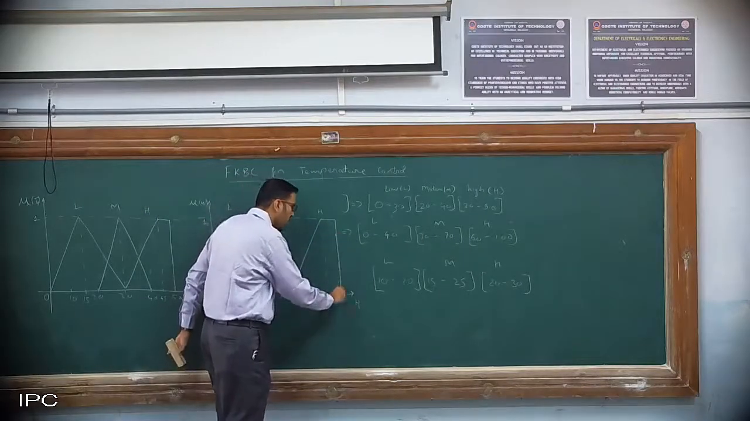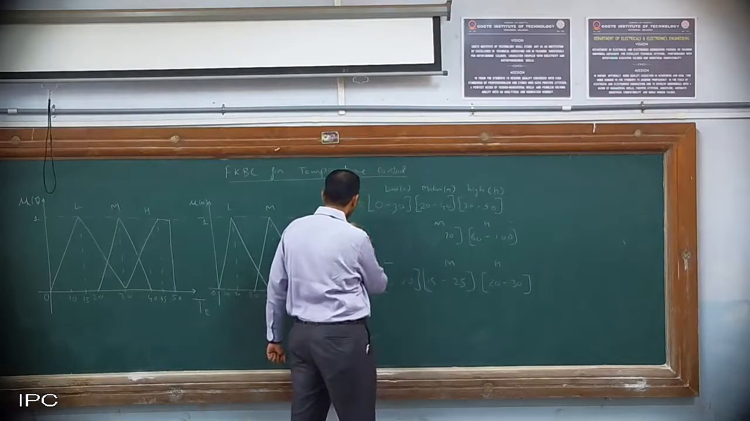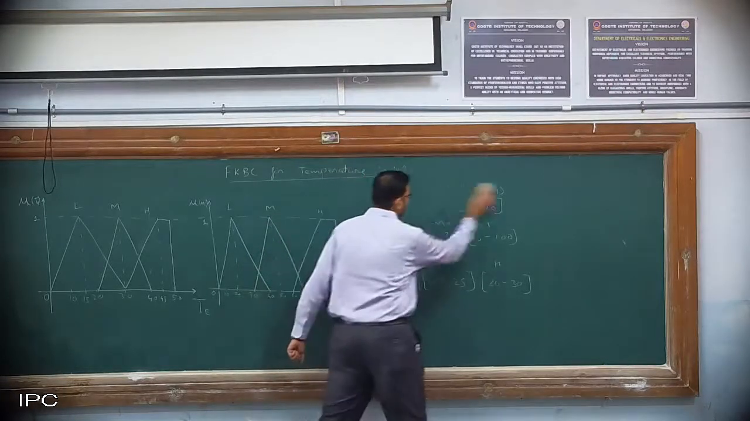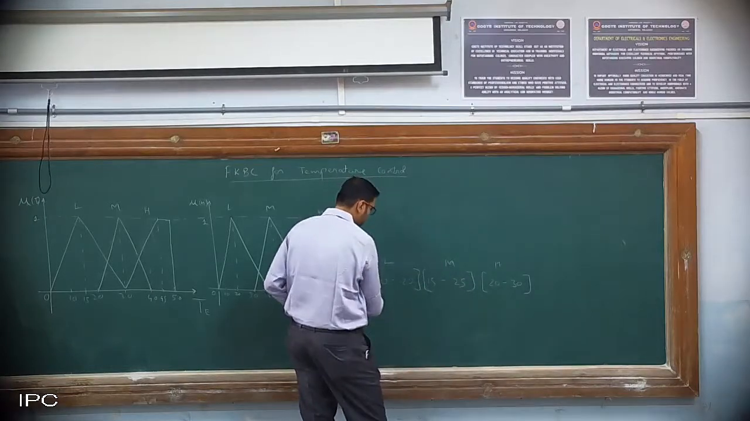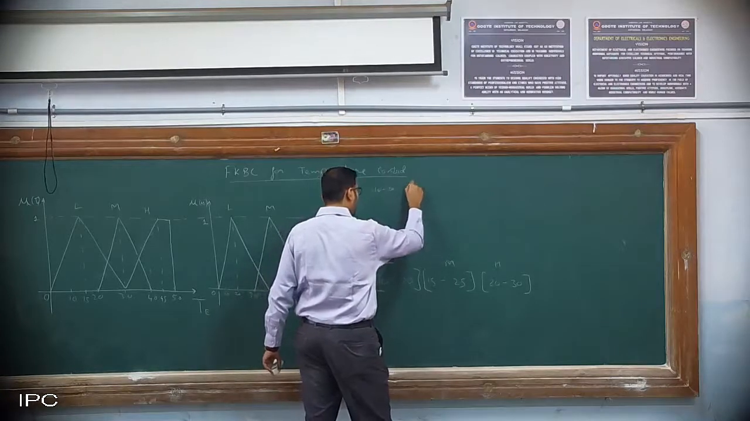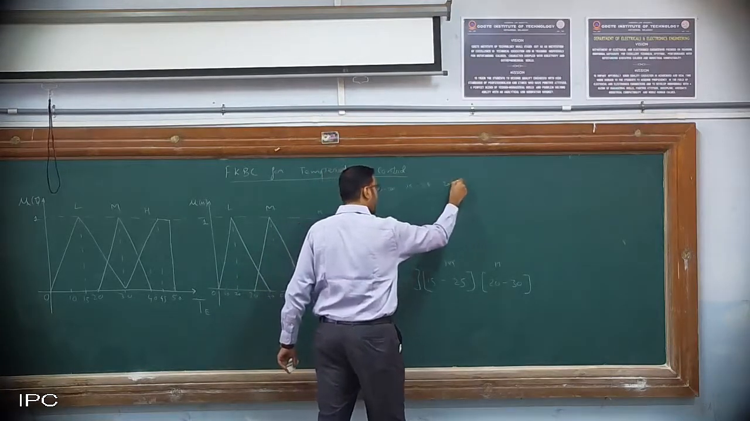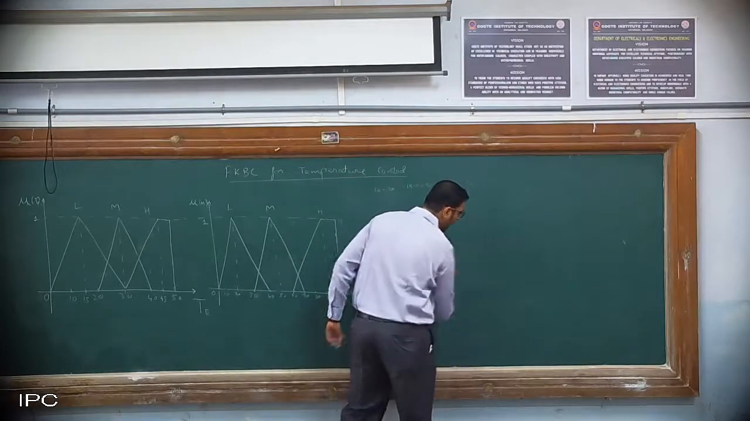And the last one is nothing but our internal temperature. So this is 10 to 20, then 15 to 25, and 20 to 30. These are the ranges we have selected. We'll just make a note of it, and then we'll draw it now.